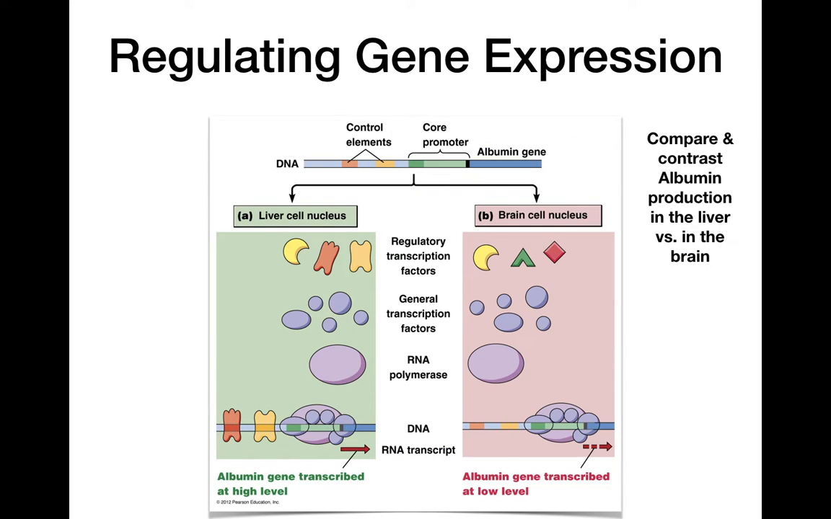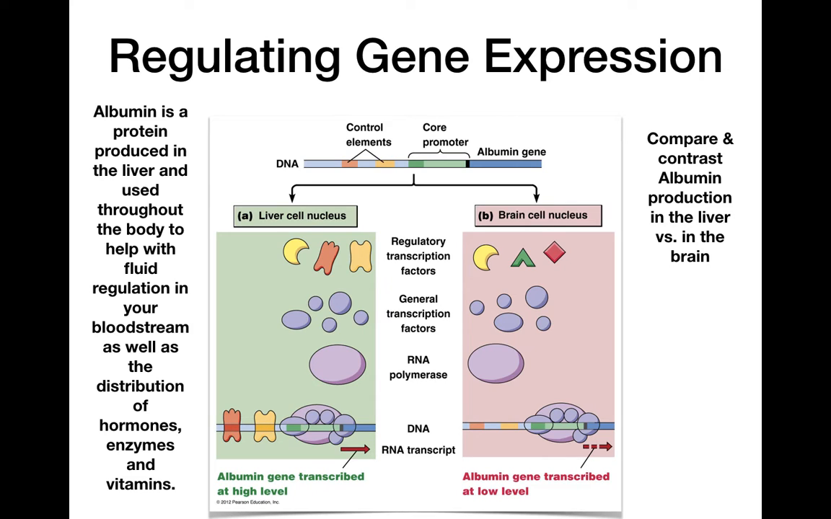Here is an excellent compare and contrast to look at. So we have albumin, a protein being produced in the liver and in the brain. And I want you to look at how gene expression is being controlled, both in the liver cell's nucleus and the brain cell's nucleus. So we have the same DNA in all our cells. The control elements are here, the promoter is here, the gene is here. So what are the differences here in the way it's being controlled? Pause the video, talk to a classmate, and try to figure it out.